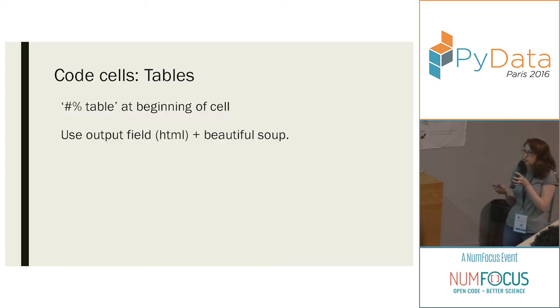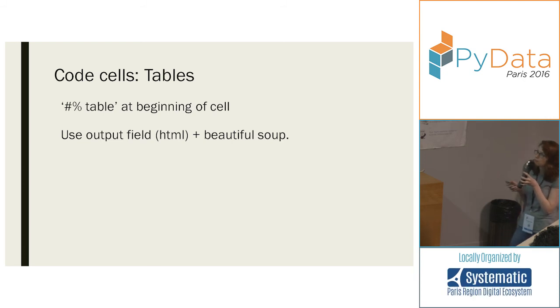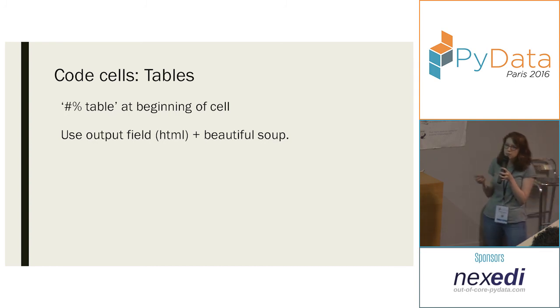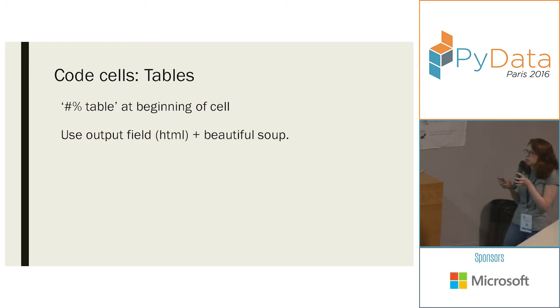So I also have to extract information from code cells, and specifically I want tables and figures. So with tables, I've cheated a little bit. If there's a table in a code cell that I want to extract and put into my report, then I'm going to start the cell with this comment, the hash mark and then the percentage sign table. And that just makes it easier for me to extract the output from this cell. And then I'm going to use the output field, which gives me the table in an HTML string. I'm going to use Beautiful Soup and reformat the table as a list of lists within Python and save that within the JSON blob.